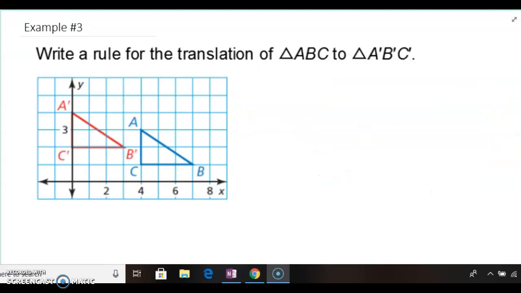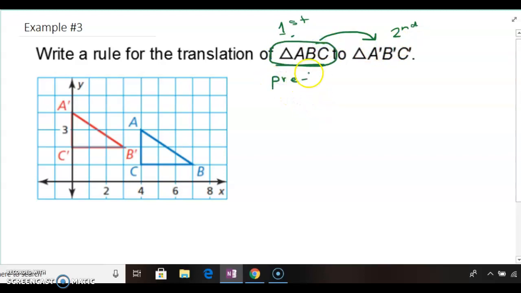All right, let's look at example 3 now. We want to write a rule for the translation shown below. Okay, and it's telling me we're going from ABC to triangle A prime, B prime, C prime. Okay, so this comes first, this comes second. This is our beginning product and our ending product. So what we would call this is our pre-image, and this is our image. Remember, pre-image always comes before image, just like pre-rep comes before the wrap. So that's how you know.